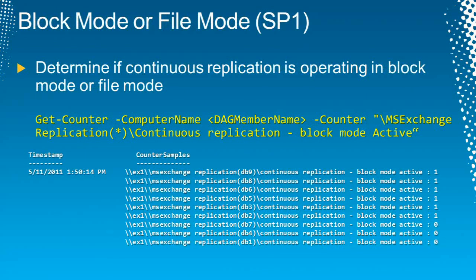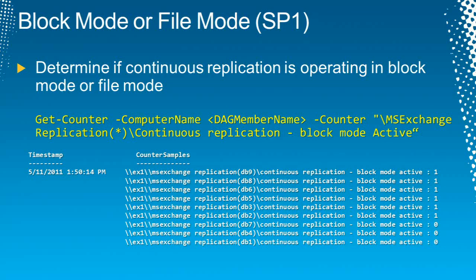Okay, in Service Pack 1, we introduced a second form of continuous replication called continuous replication block mode. Instead of shipping transaction log files that have been closed by the active copy, in block mode we can now ship blocks of transactions right from the ESE buffer on the active copy to a corresponding replication log buffer on the passive copy.